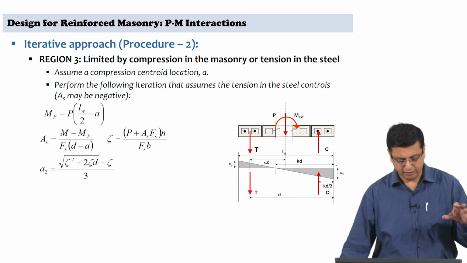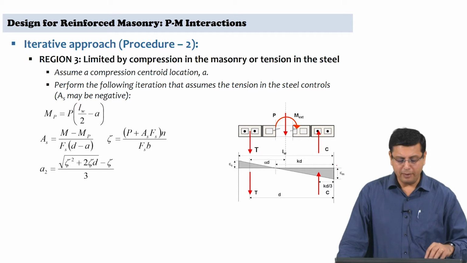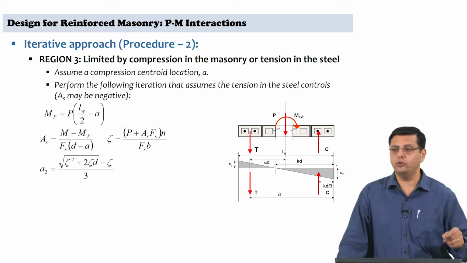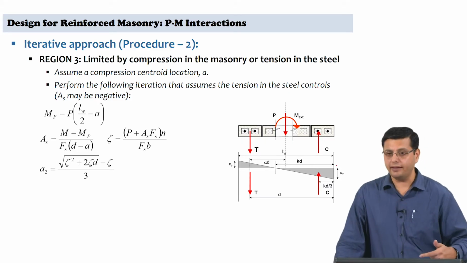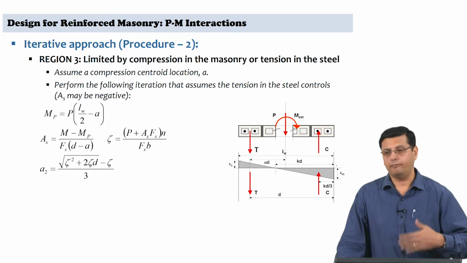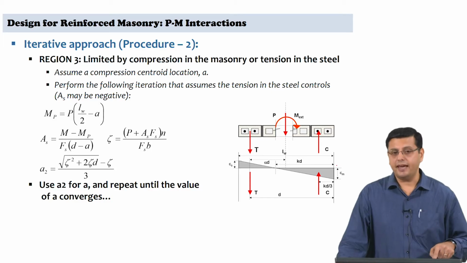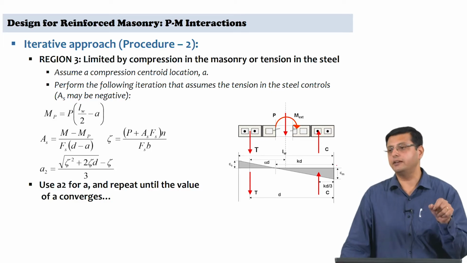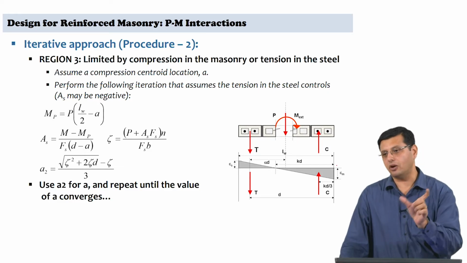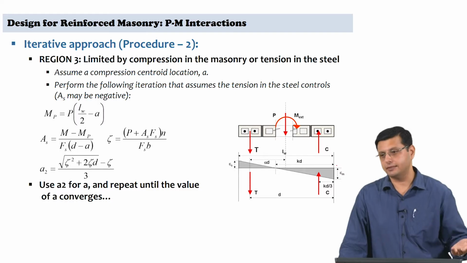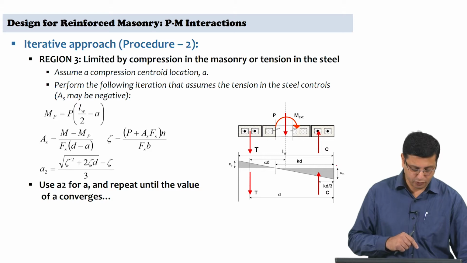This is an empirically developed iteration procedure, and therefore, you will make an estimate of this value A2, and if A2 is equal to A, your calculation has reached convergence. If not, in the next step, take A2 as A and continue till A2 and A converge. So, it is an iterative procedure where you are trying to see if your assumption of the location of the neutral axis is correct. This is a simple iterative procedure, and should converge in a few steps.